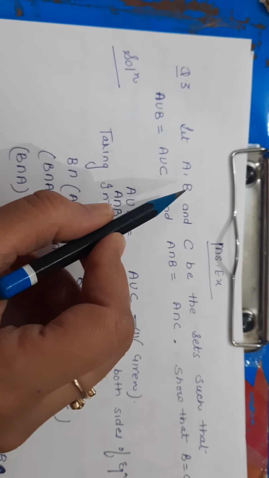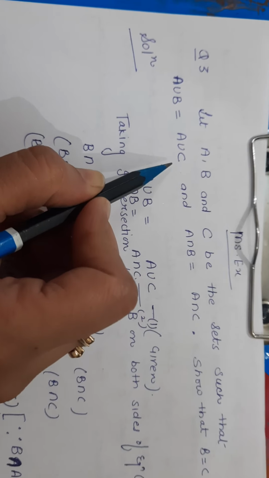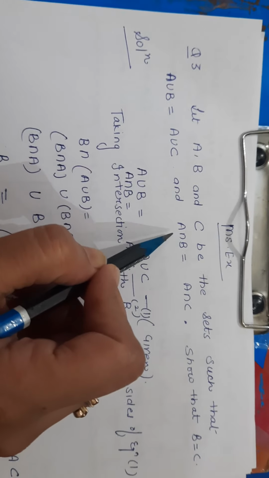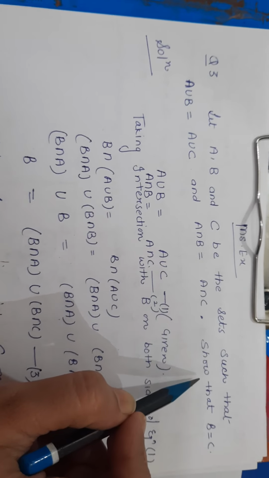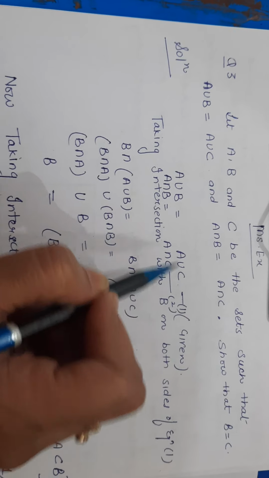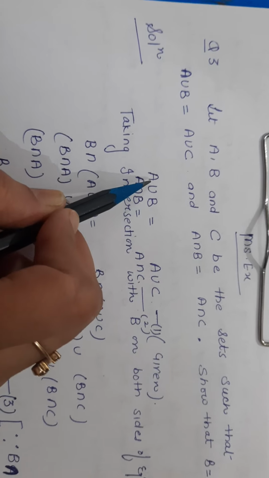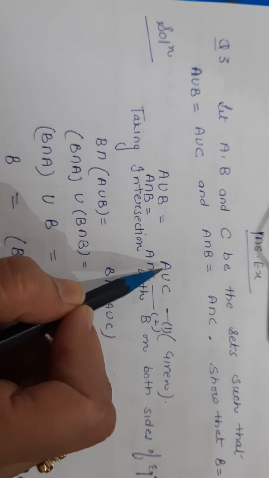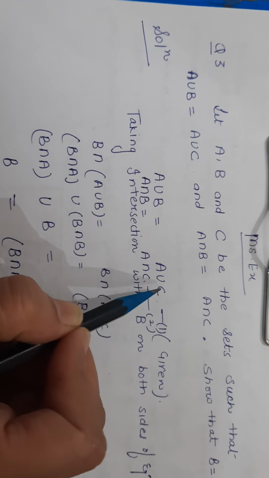Question number 3. Let A, B and C be three sets such that A union B equals A union C and A intersection B is equal to A intersection C. Then show that B is equal to C. Now this is given. Let this be equation 1 and let this be equation number 2. In equation 1 it is given A union B equals A union C. A set is common and you have to prove B equals C.